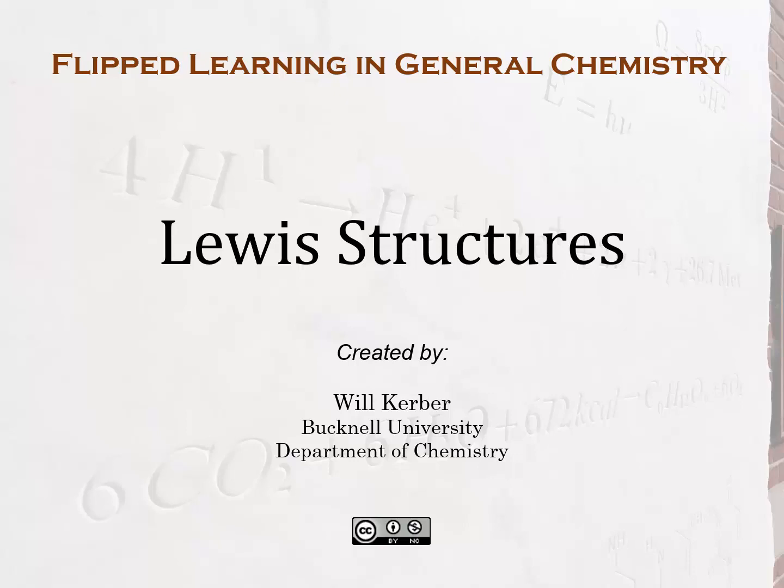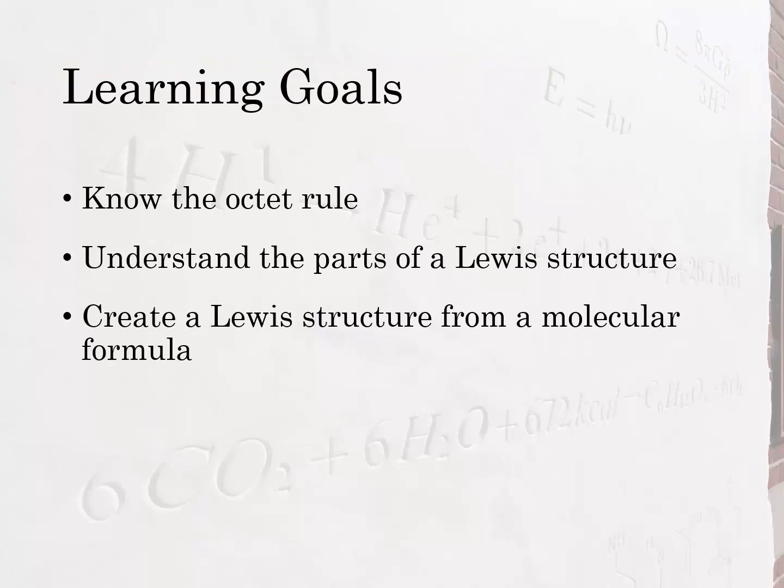In this video, I'll introduce the Lewis structure, which is the standard format for drawing molecules. It shows both the connectivity between atoms and the location of valence electrons. After completing the assigned problems, you should know the octet rule, understand the parts of a Lewis structure and what they're telling you, and be able to create new Lewis structures from molecular formula.